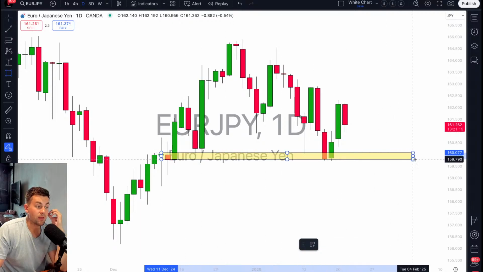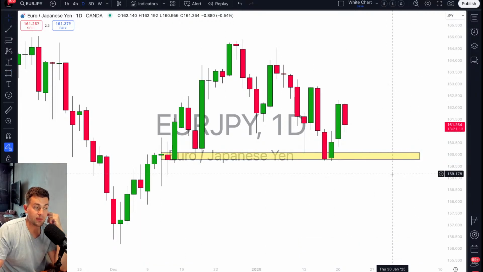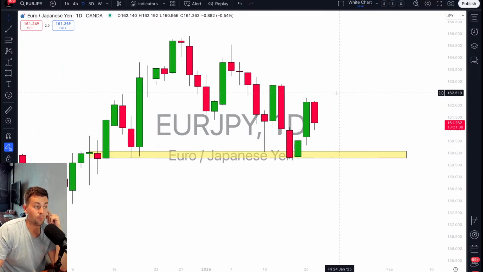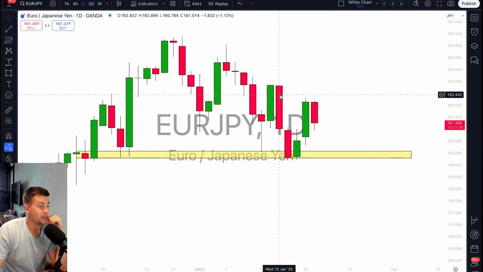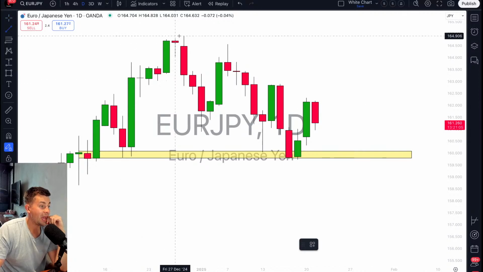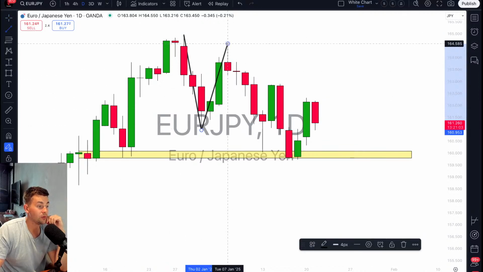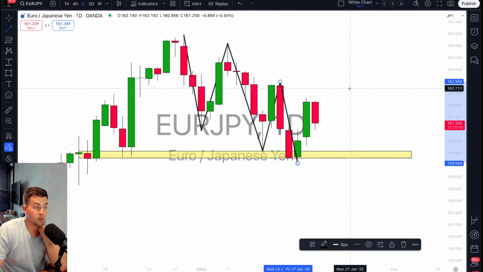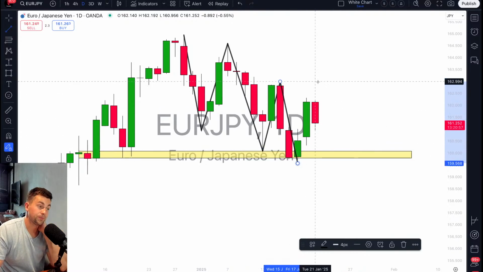The thing is that though we respected that support, and though from that support we saw a strong pullback, from the daily time frame perspective, at the moment we are trading in a minor bearish trend, and you can see that we have a very bearish price action on the pair.